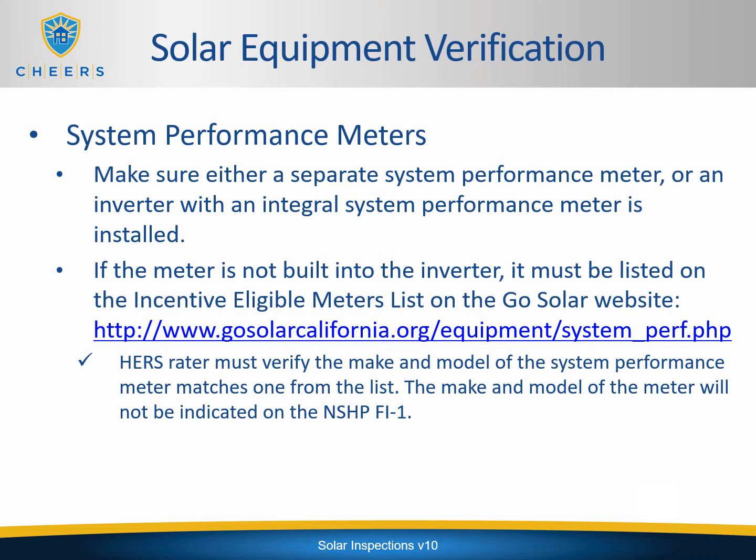Equipment verification of the system performance meters. Make sure either a separate system performance meter or an inverter with an integral system performance meter is installed. If the meter is not built into the inverter, it must be listed on the incentive eligible meters list on the Go Solar website. The HERS rater must verify the make and model of the system performance meter matches one from the list. The make and model of the meter will not be indicated on the NSHP FI1, but will be indicated on the FI2.